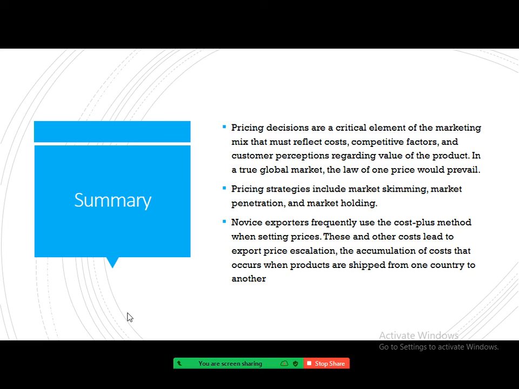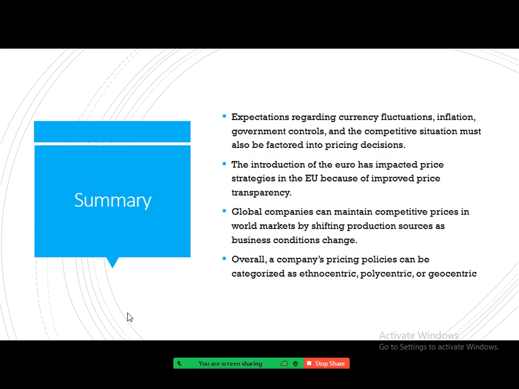These and the other costs lead to export price escalation, the accumulation of cost that occurs when the products are shipped from one country to another. Expectations regarding currency fluctuations, inflation, government controls, and the other competitive situation must be factored into pricing decisions. The introduction of the euro has impacted the price strategy in the European Union because of improved price transparency.